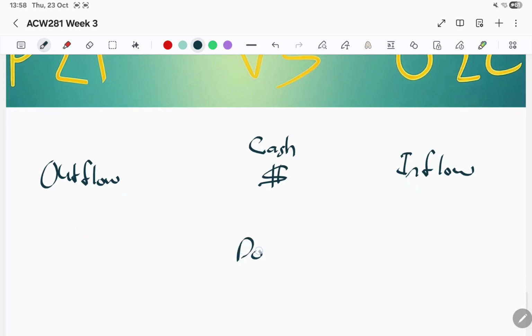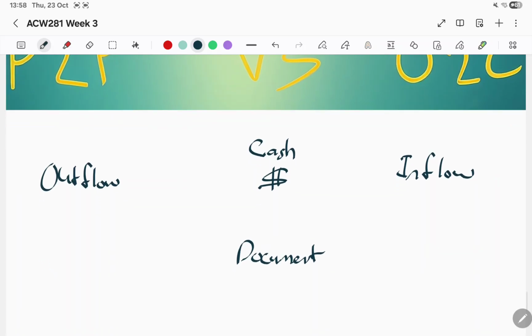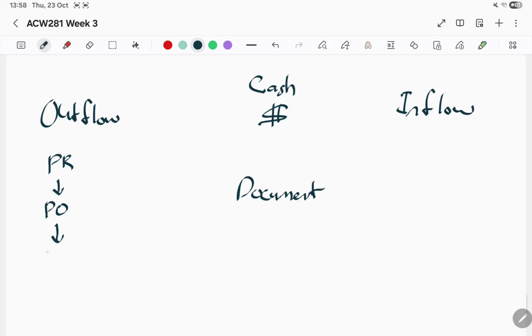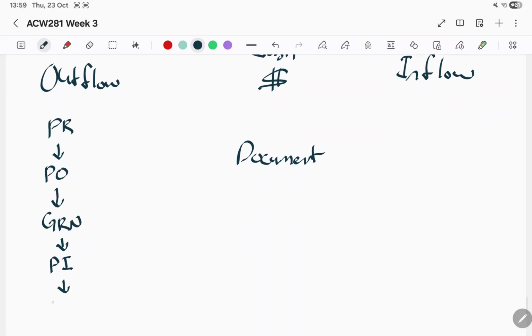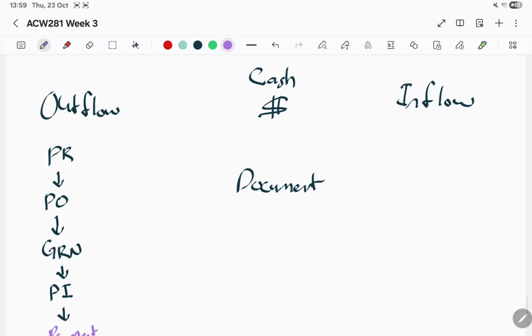The key documents goes back to the process flow, right? So a recap over here, we start with purchase requisition to purchase order to goods received notes to supplier invoice, or we call it the purchase invoice, and then payment. Payment over here, usually we receive from the, let's put here payment received from the customer, from the supplier, right?